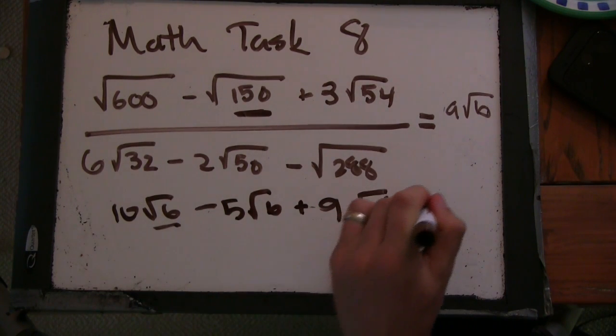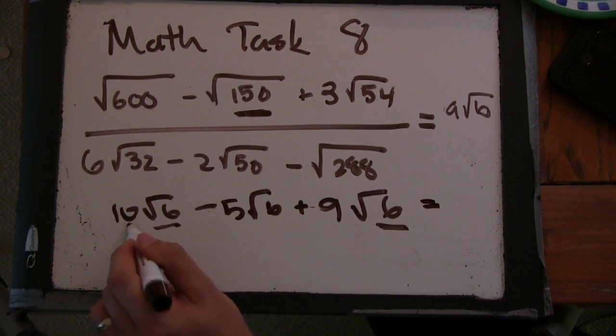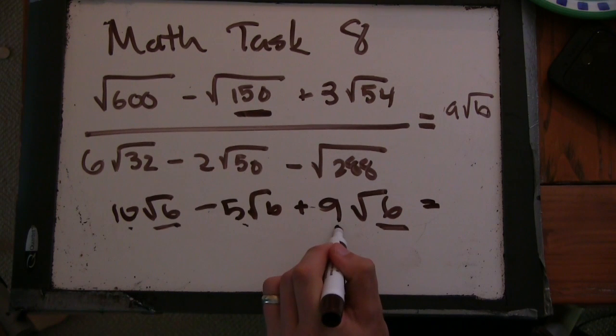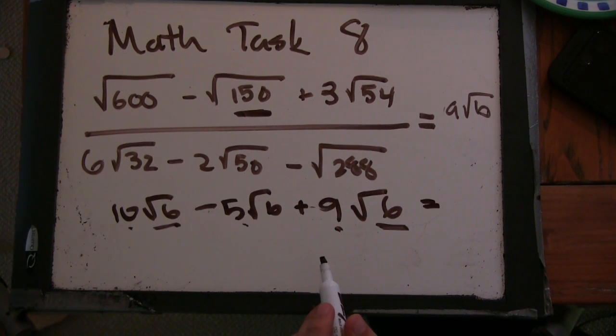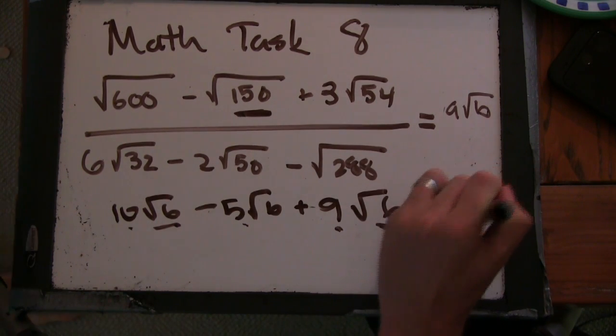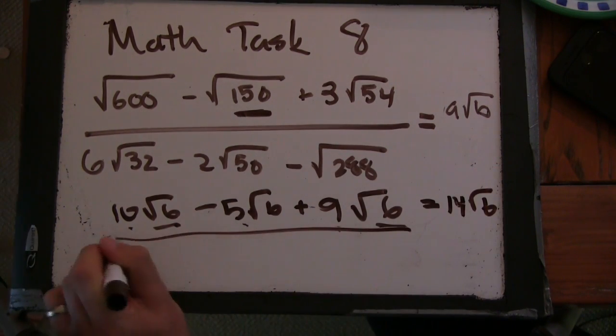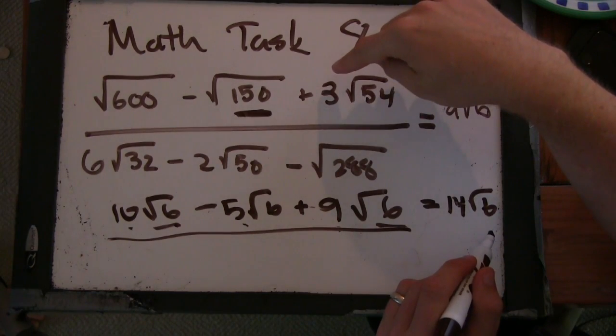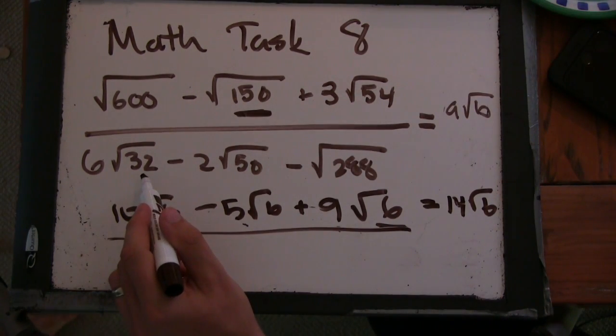Okay, so the top ends up being 10 minus 5 plus 9, and then times the square root of 6. So what is 10 minus 5 plus 9? That's 14. So on the top we got 14 times the square root of 6. That's a lot easier than what we had initially. Alright, what can we do with the bottom?